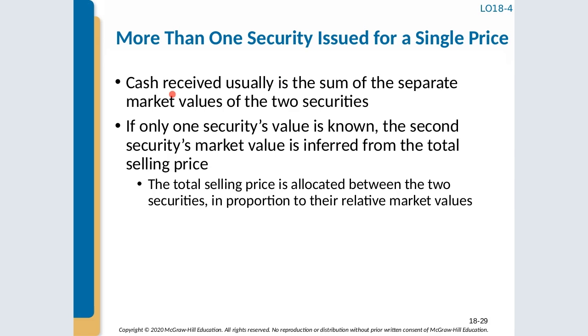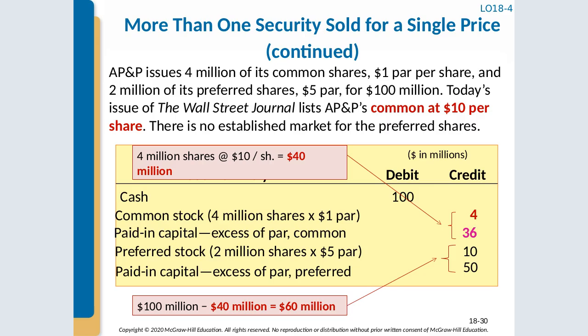If we have more than one security that's being issued, like a lump sum, say I'm going to issue common stock and preferred stock for one lump sum price, in that case we're going to have to do an allocation. We're going to use the value that we're able to determine first, and then we're just going to plug the difference to the security that we don't have a value for.